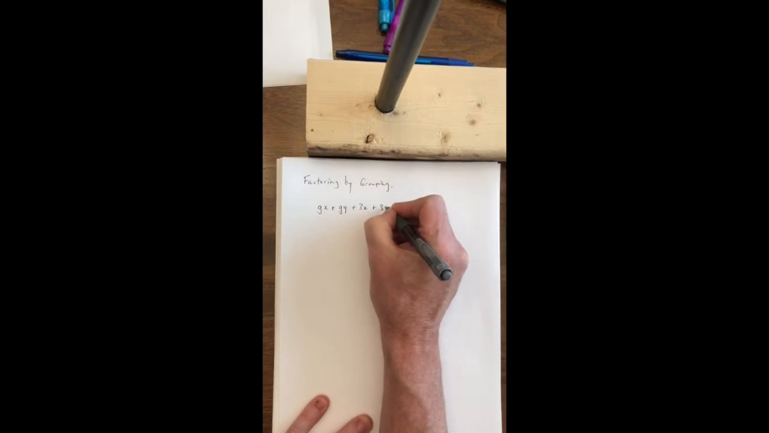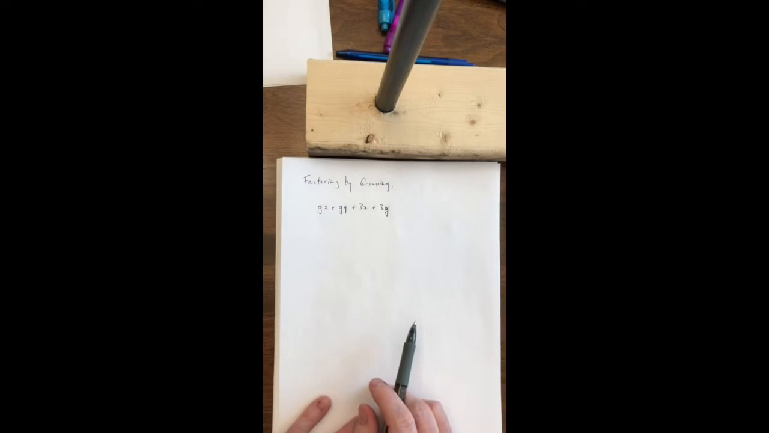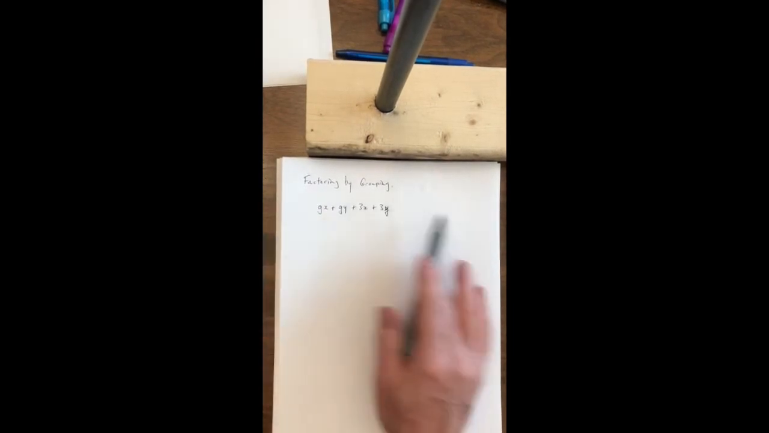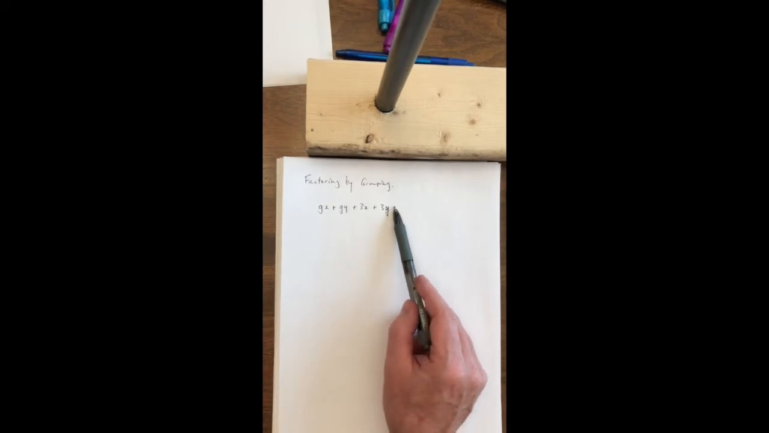All right. So here is a polynomial. It has 4 terms to it. We have nothing in common. G does not appear in all of these. X does not appear in all of them. 3 does not appear in all of them. Y does not appear in all of them. So we cannot factor by greatest common factor here because there is no factor in common.